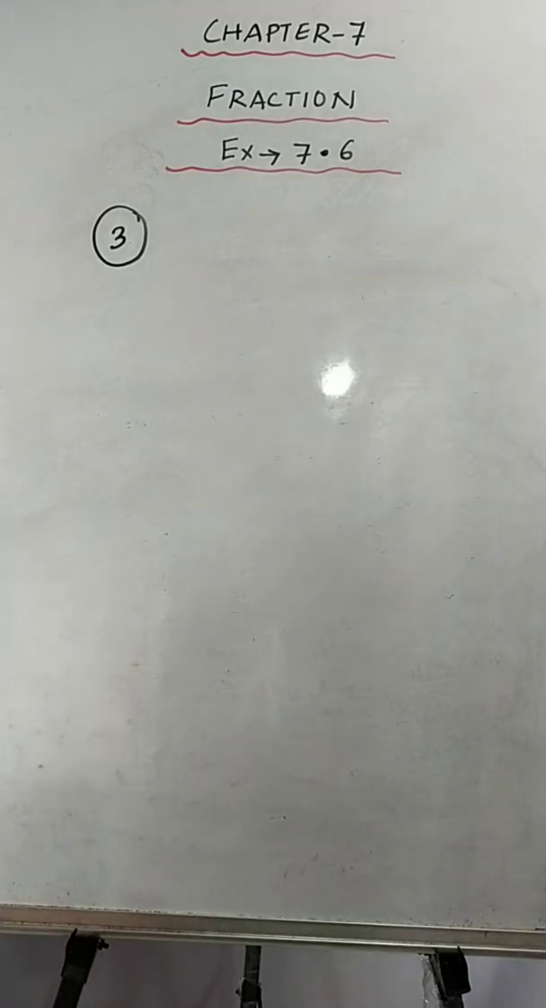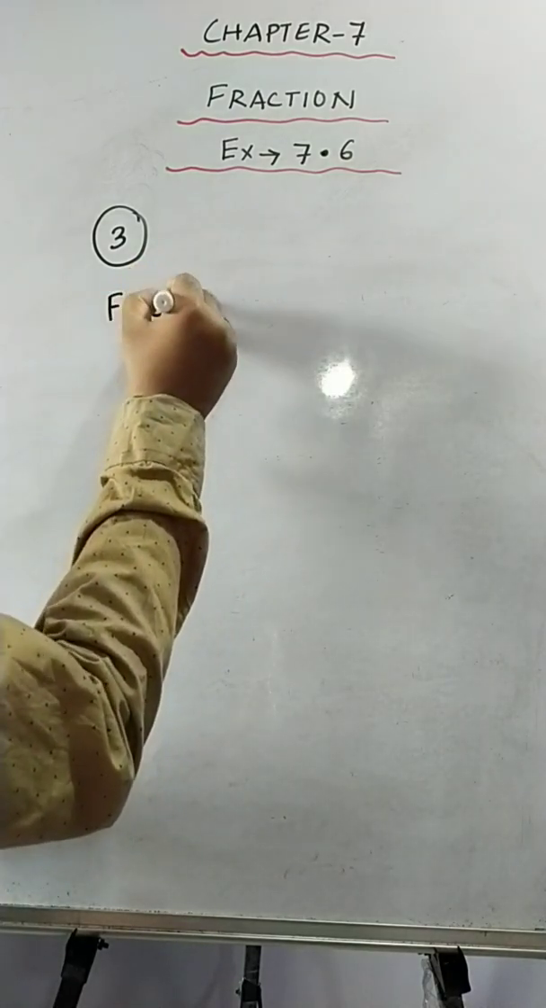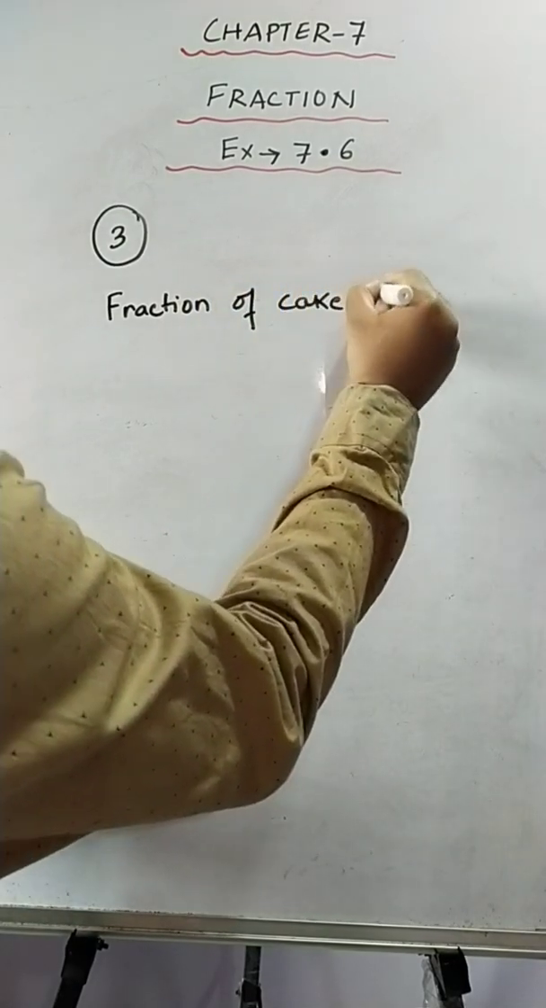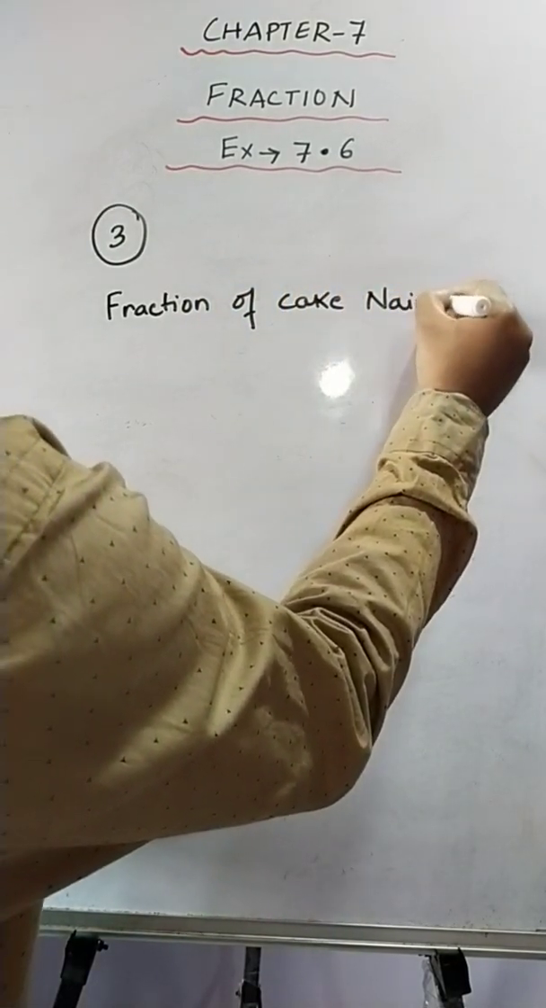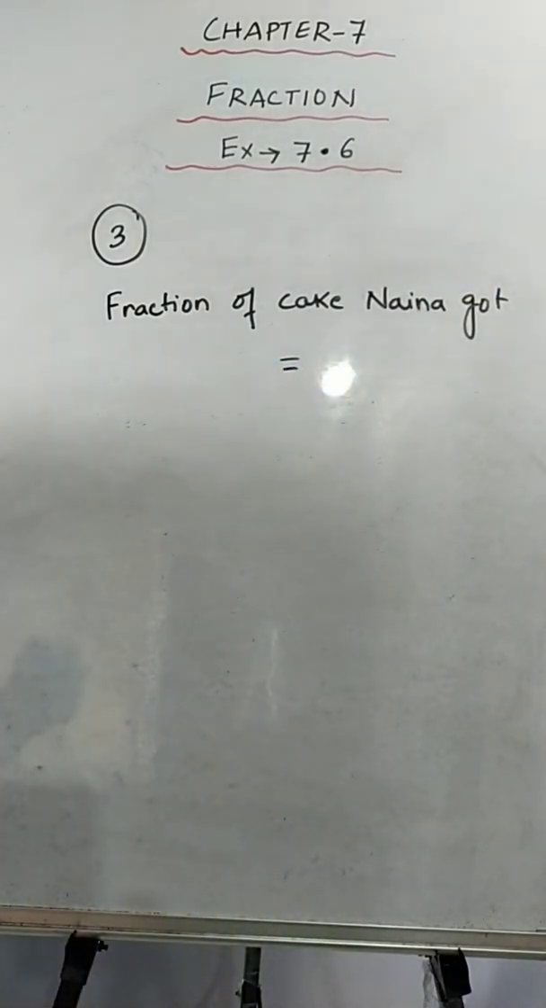In sum number 3 we have: Naina was given 1 by 2 piece of cake and Nazma was given 1 by 3 piece of cake. Again the same type of sum. Find the total amount of cake. Now what is the first sentence? The first statement we'll write: fraction of cake Naina got. That equals what? That is 1 by 2.